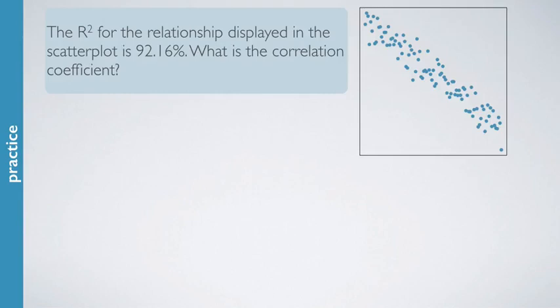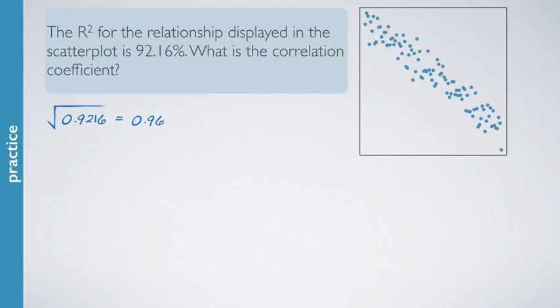The R-squared for the relationship displayed in the scatter plot is 92.16%. What is the correlation coefficient? Since going from R to R squared, we simply square the value. Going from R squared to R, all we need to do is take the square root. So square root of 0.9216 actually yields 0.96.